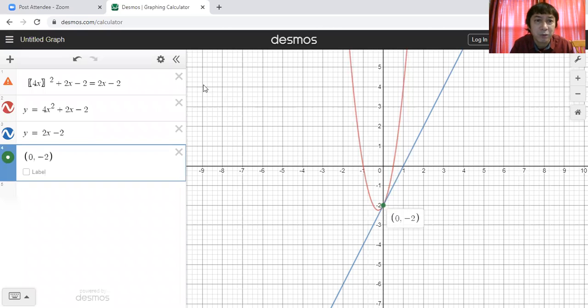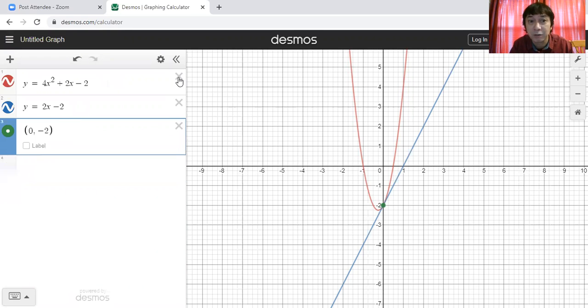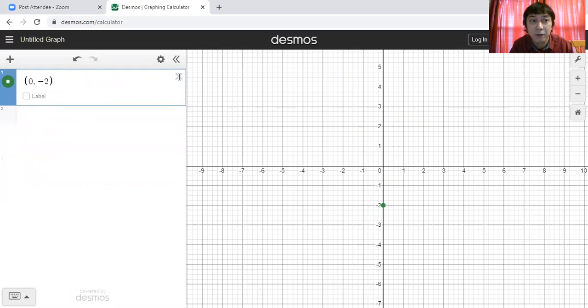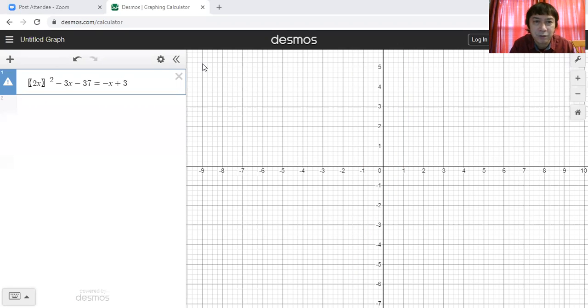Proceed to the graphing calculator here, and the previous problem is still there, so you can just clear it out, and you're doing the third. So just paste it there, and then you can also type it on the screen right there. Let me scroll that. Let me adjust that so that it looks better. This will now be 2x squared minus 3x minus 37 is equal to negative x plus 3.